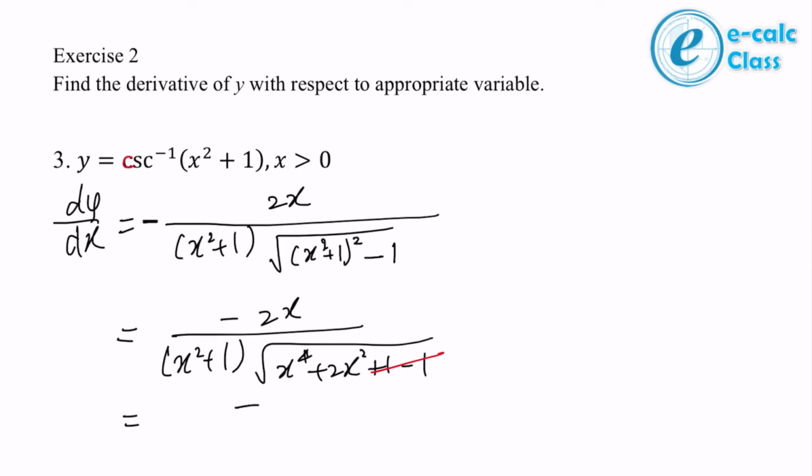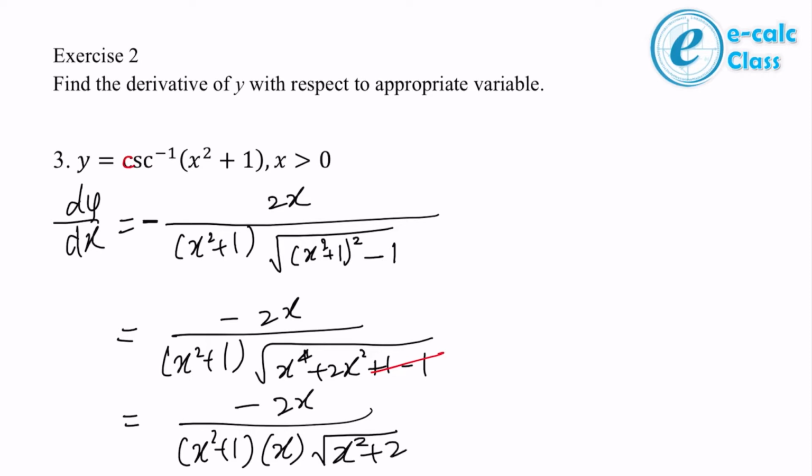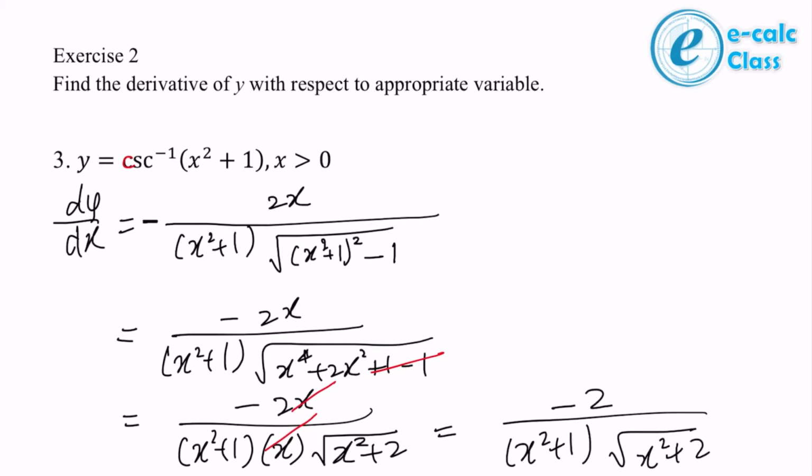And negative 2x, x squared plus 1. I can factor out x squared from x to the 4th and 2x squared, and after I take the square root, it will just be x squared plus 2. This and that can cancel, negative 2, x squared plus 1, x squared plus 2. Okay.